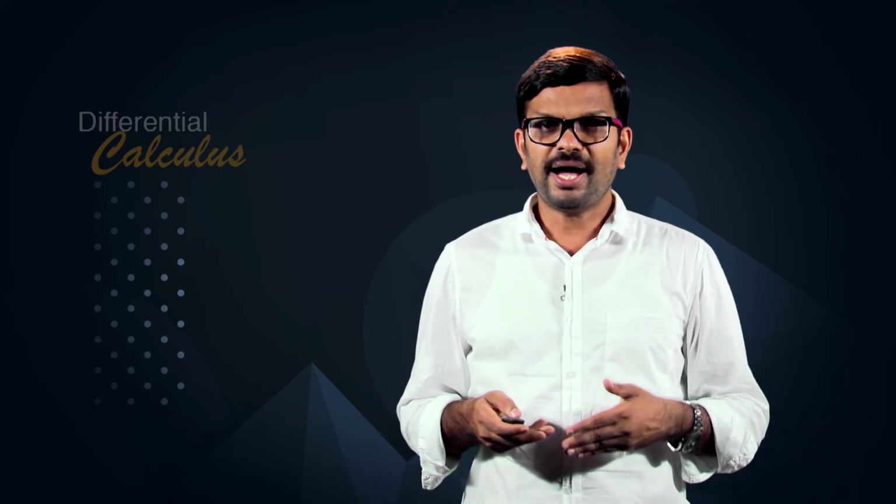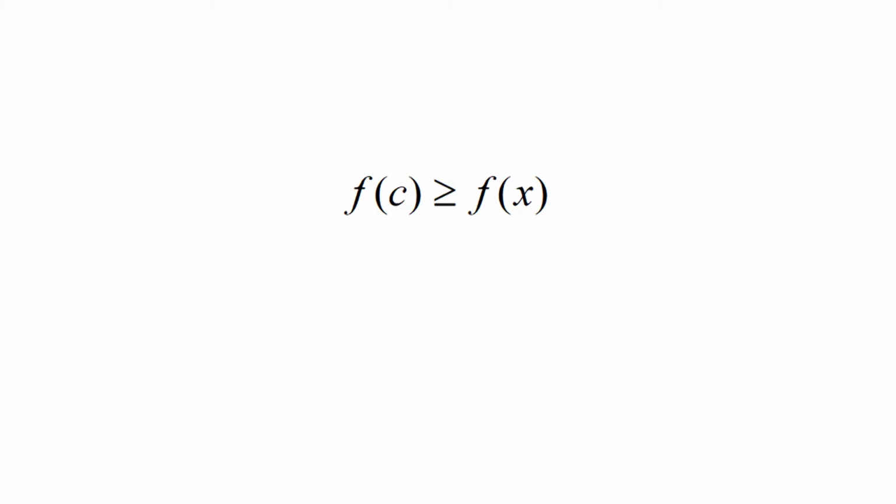This function is an example where there are local maximum and local minimum, but neither absolute maximum nor absolute minimum on the entire domain. An endpoint c is said to be a local maximum if f of c is greater than or equal to f of x holds in a semi-open interval containing c, where f is defined. An endpoint c is said to be a local minimum if f of c is less than or equal to f of x holds in a semi-open interval containing c, where f is defined.